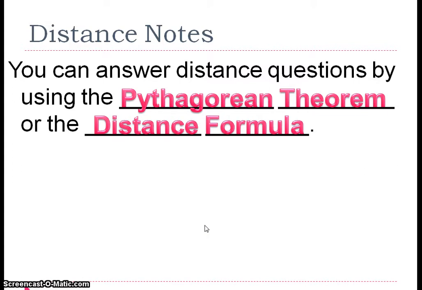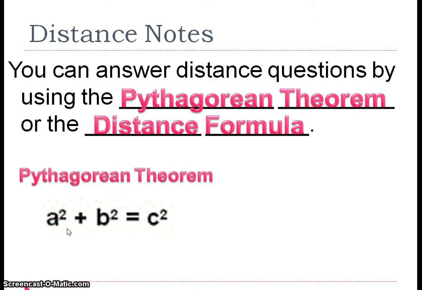Now the reason I give you another method besides the distance formula is because the distance formula is hard to memorize and it's not on your formula sheet. So if you want to use it for your tests, you have to memorize it. And I think it's easier to memorize the Pythagorean theorem and know how to use it. And actually, the Pythagorean theorem is on your formula sheet if you forgot it. But the distance formula is not.